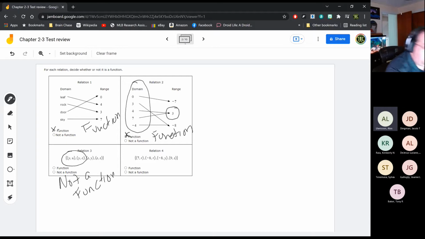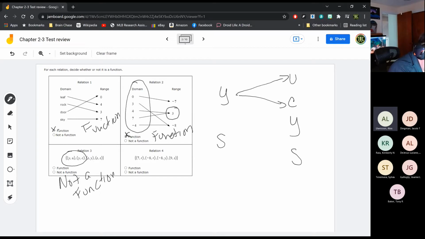And it's because of those 2 y's right there. And actually, the s's do the same thing. S goes to y and s goes to s. So neither one of those would work. So if we look at that in terms of a mapping, we'd have something like this. We'd have y go to u, y go to c, s go to y, and s go to s. So that's my domain, and that's my range. So right there, that's why it fails.